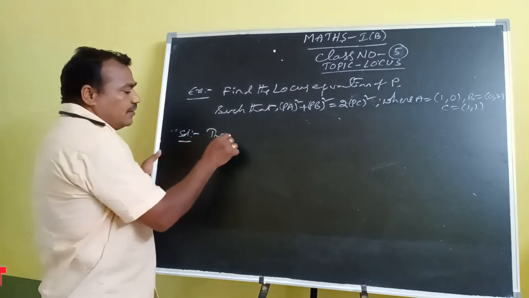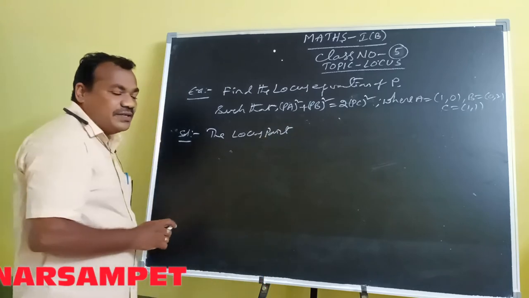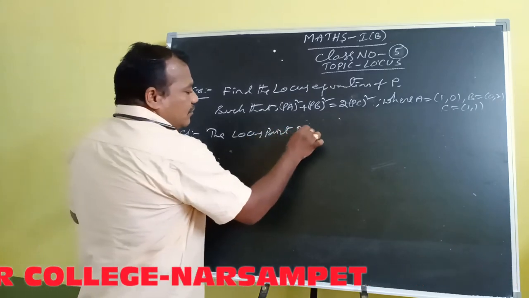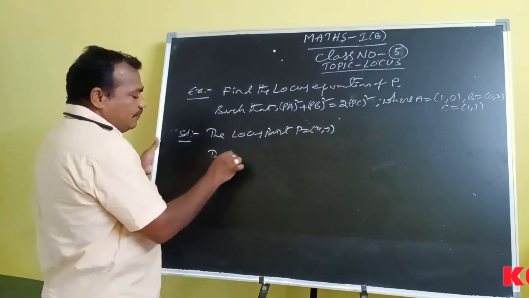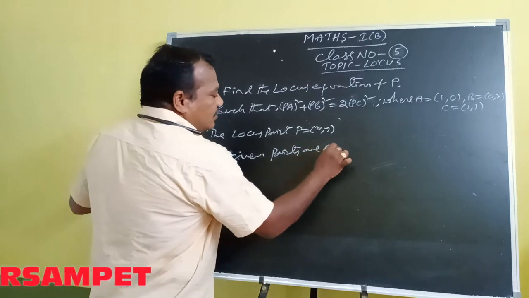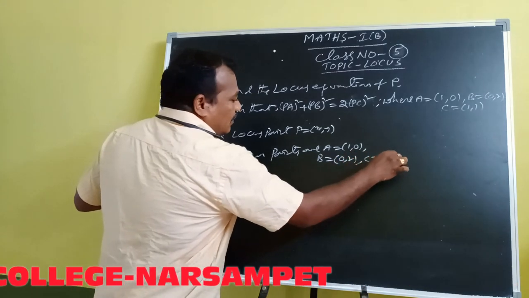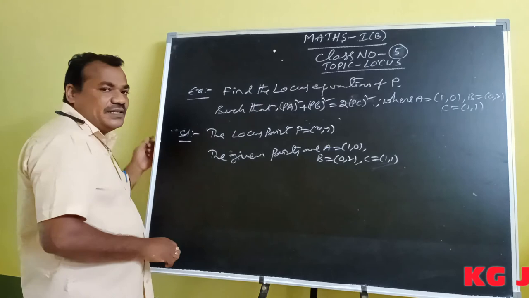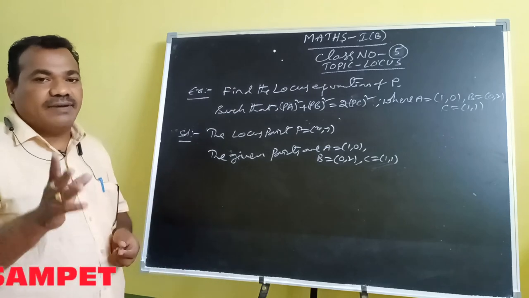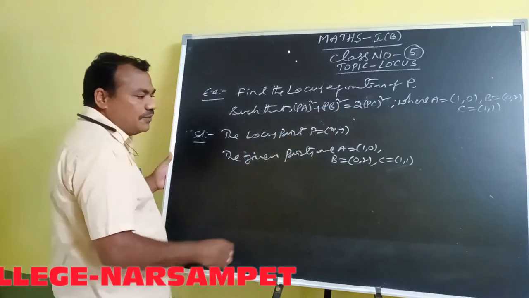So, first we should write the locus point coordinates. Students, locus point means the set of all the moving points. So here we are taking these coordinates as P equals (x, y). The given fixed points are A equals (1, 0), B equals (0, 2) and C equals (1, 1). And the locus condition means the mathematical condition: the set of all the moving points in a plane which satisfies a well-defined mathematical condition. Here, the mathematical condition is PA square plus PB square is equal to 2 of PC square.